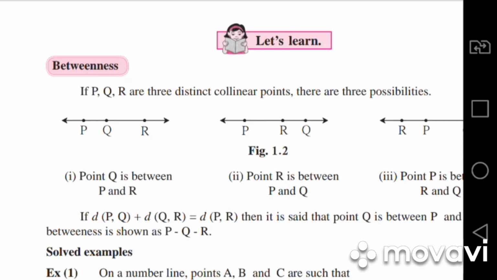But looking at the distances given, we can see that distance AB is equal to 5 and distance AC is equal to 6. So we can write distance AB plus distance AC is equal to 5 plus 6, and that is equal to 11. Which is equal to distance BC, which is also 11. Therefore, we can write distance BC is equal to distance AB plus distance AC. So we can conclude that point A lies between point B and point C.